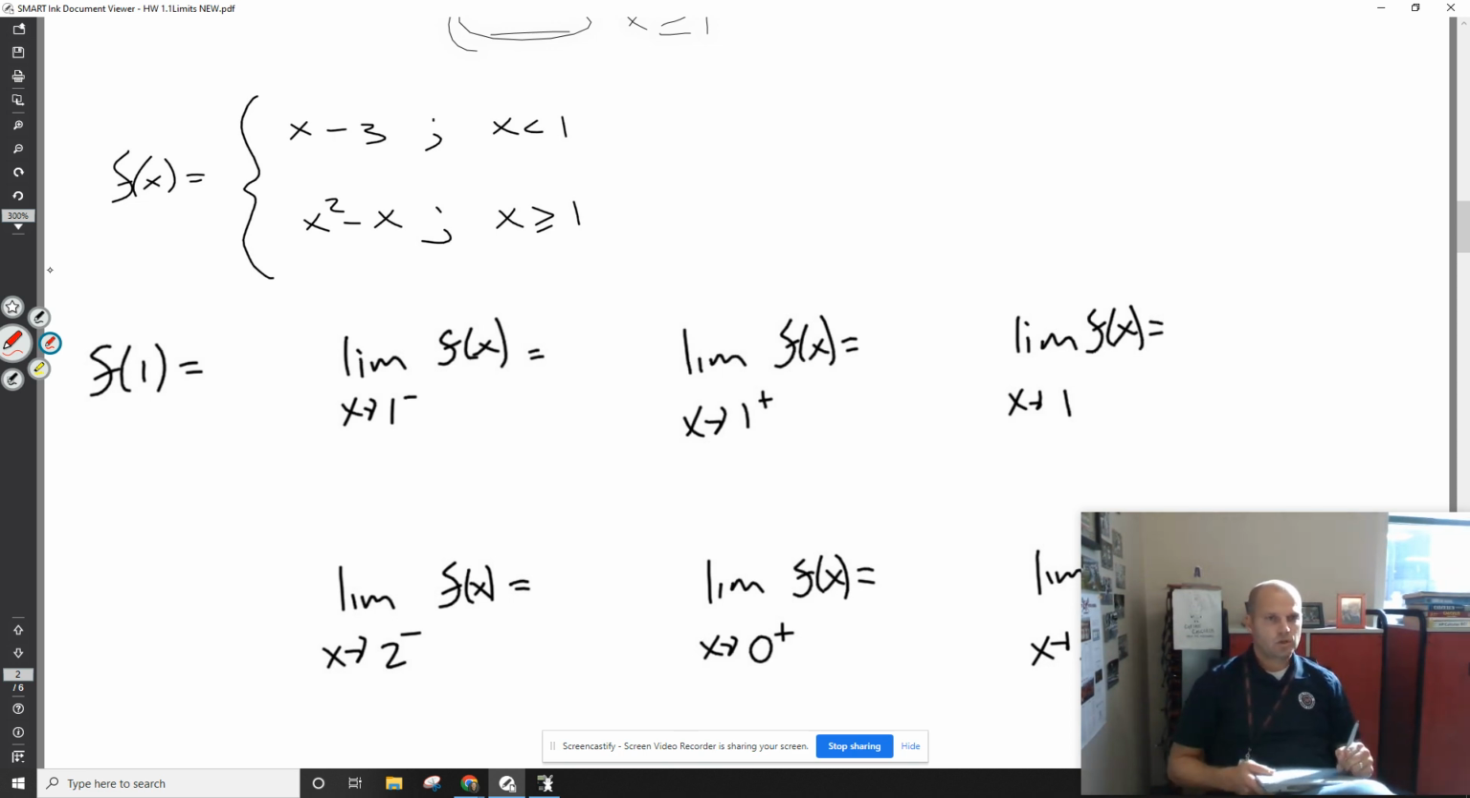If I ask you what's f of 1, if you plugged in 1 here, you'd say, well, I have to use this piece at 1 to get my y coordinate. 1 minus 1 is 0. Got that? But if I were to plug in 0.99999, that's a value that's less than 1. Now I'm talking about using this piece.